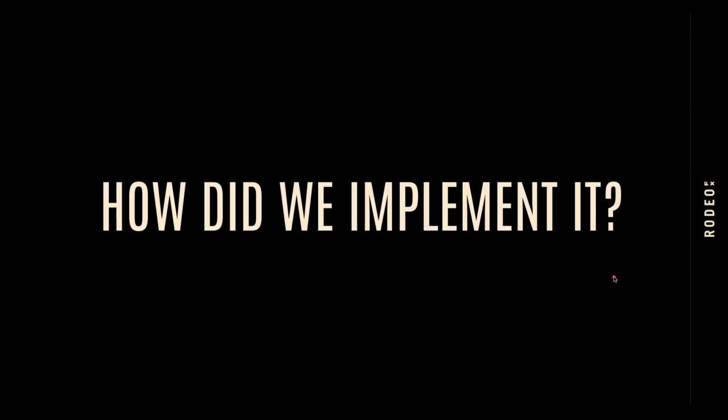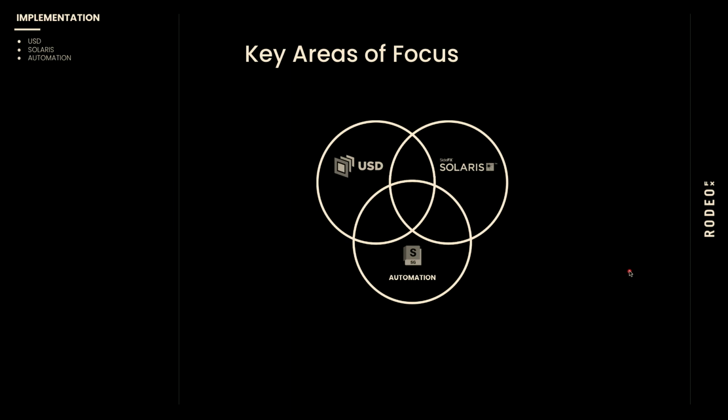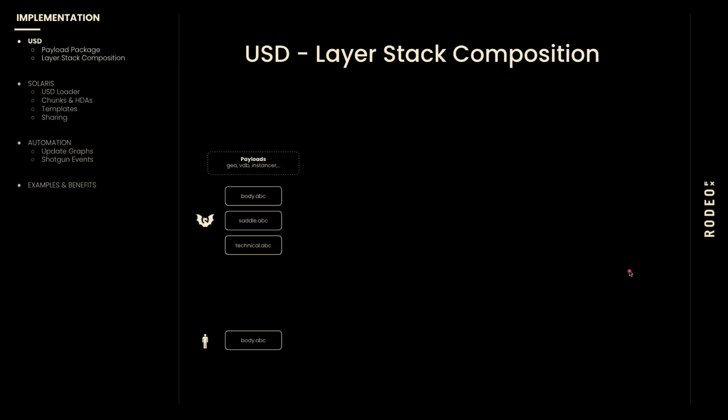So how did we implement it? Within this new pipeline, we've got 3 areas of focus. First one being USD, then we've got Solaris itself, and then we've got automation within ShotGrid and even the triggers so that we can tie everything together. So let's take a look at USD first.